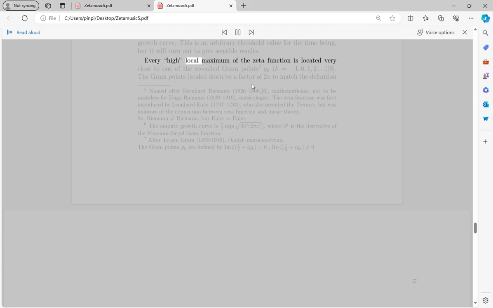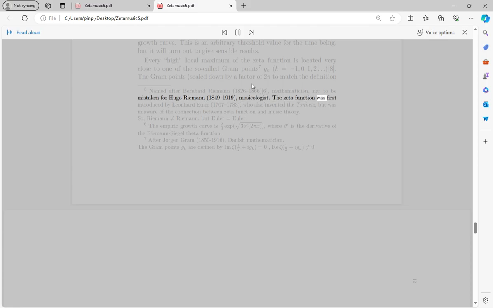Every high local maximum of the zeta function is located very close to one of the so-called Gram points g_k, k equals -1, 0, 1, 2, and so on, scaled down by a factor of 2π to match the definition. Riemann is named after Bernhard Riemann, 1826 to 1866, mathematician, not to be mistaken for Hugo Riemann, 1849 to 1919, musicologist.